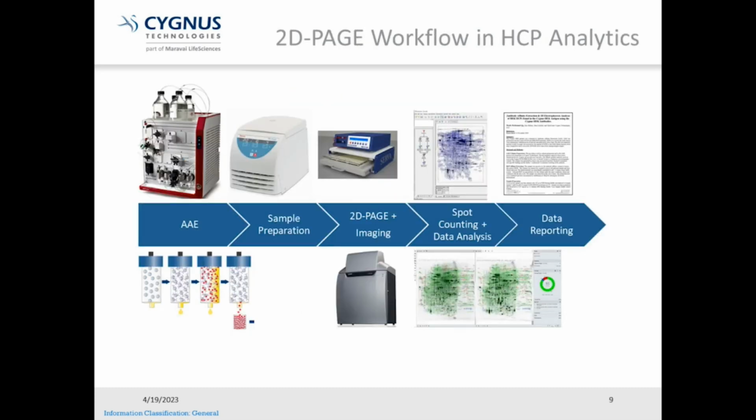Here we show a 2D PAGE workflow for host cell protein analysis. We have combined AAE with fast protein liquid chromatography. We then perform sample preparation, isoelectric focusing, 2D PAGE, and silver staining. Gels are then imaged and spots are counted using bioinformatics software, with scientist data analysis, to calculate the antibody coverage range.